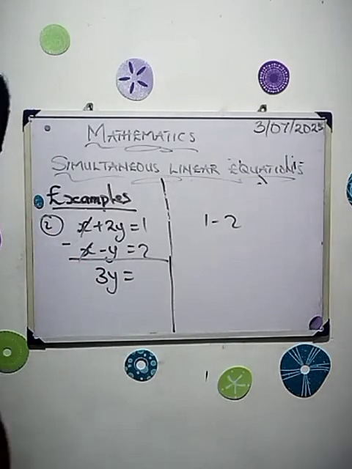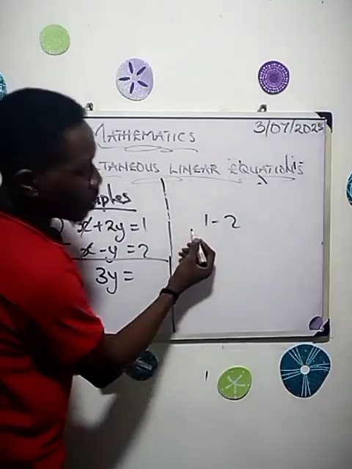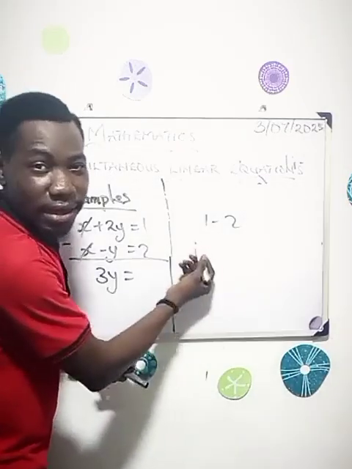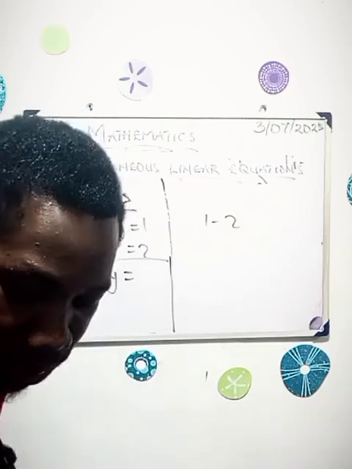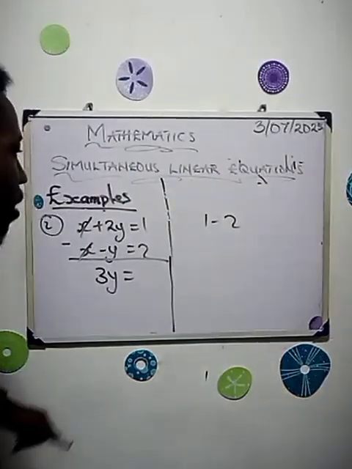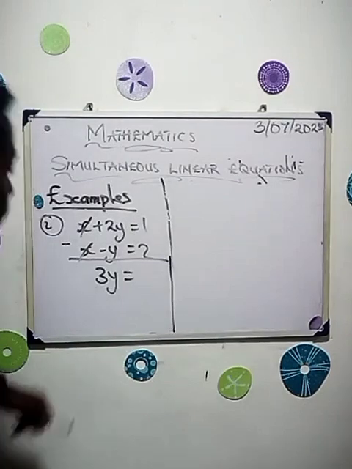So what is 1 minus 2? Minus 1. Because I have 1 and I'm owing 2. Then I give the 1 that I have. I'm still owing 1. And that means minus 1. Okay. So 3y equals minus 1.